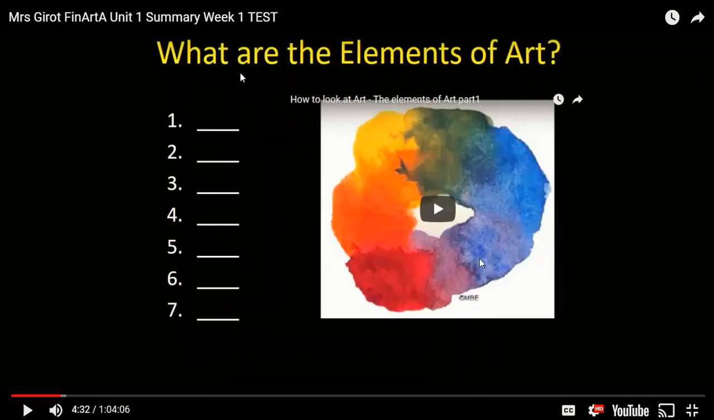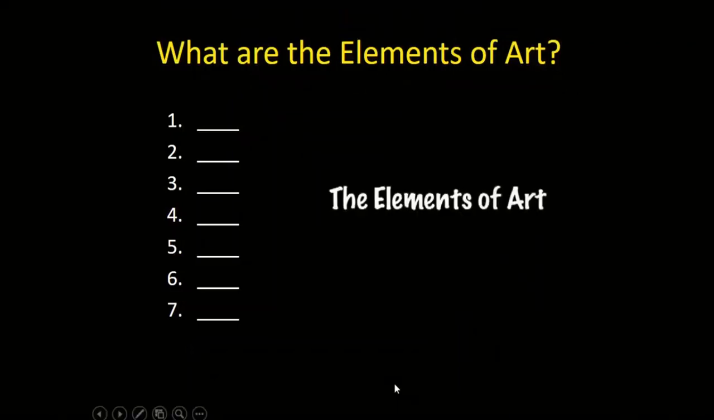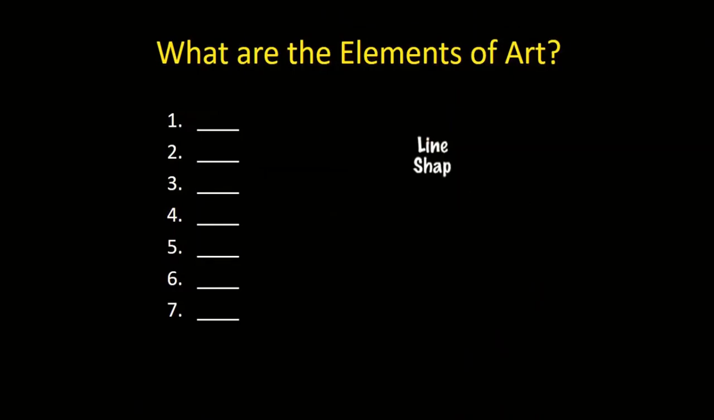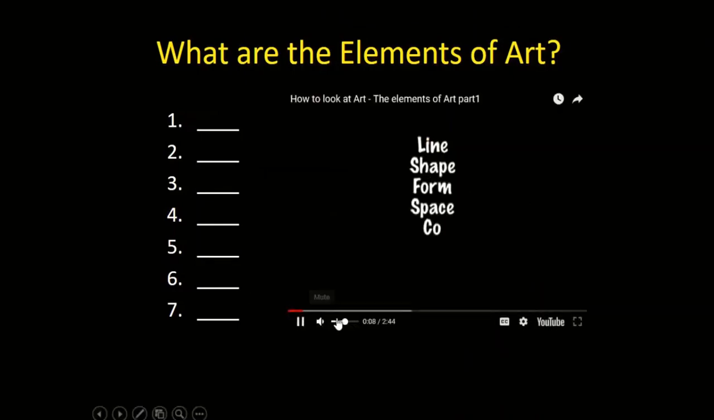I use a lot of videos to supplement the K-12 textbook because, let's face it, not all students are going to read the digital textbook. I like to include videos. These are the elements of art: line, shape, form, space, color, value, and texture.